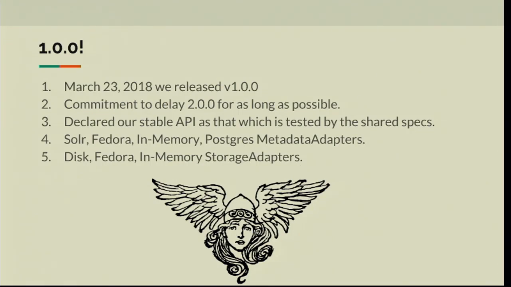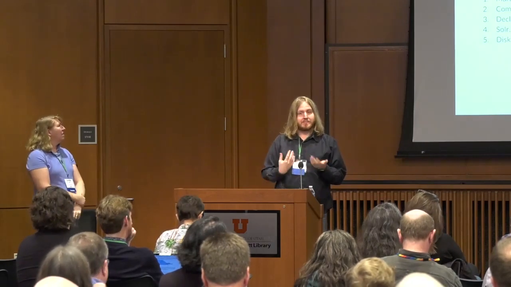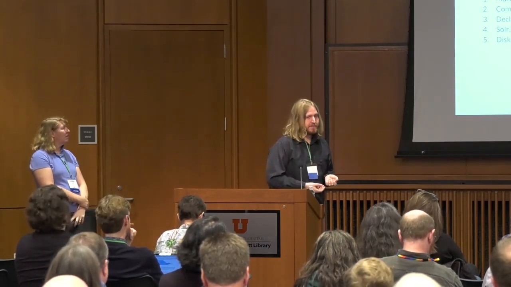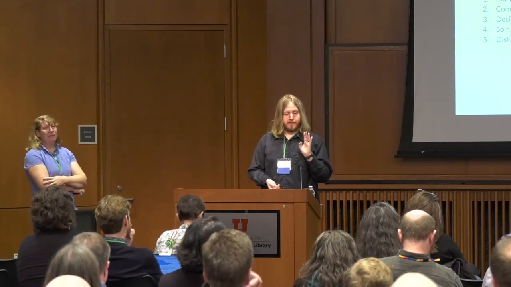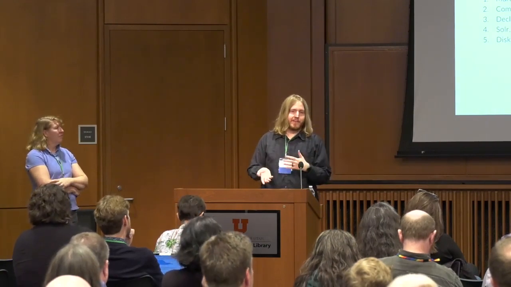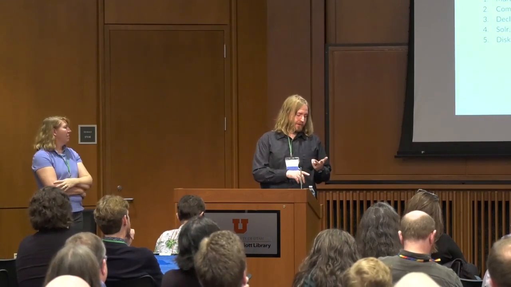So in the last year, we released 1.0. Yay! Really what that means is we said that our API is now stable. We defined what our public API is. It's everything that has a shared spec. If you're not familiar with the concept of a shared spec, we publish these RSpec things that you can include in your own application and run against your adapters to make sure that they work. We have ones for adapters and resources and change sets and files, just to make sure that they fit the API as expected.